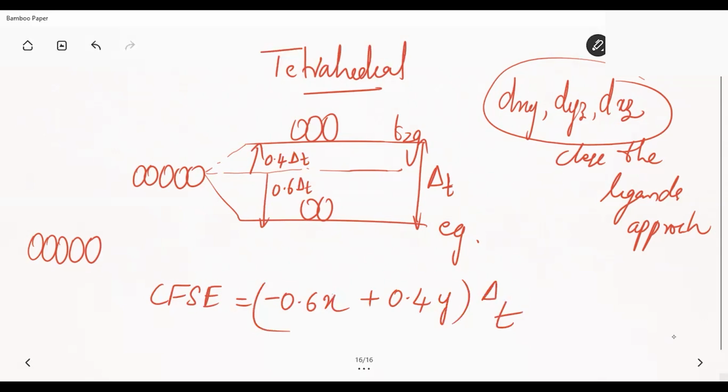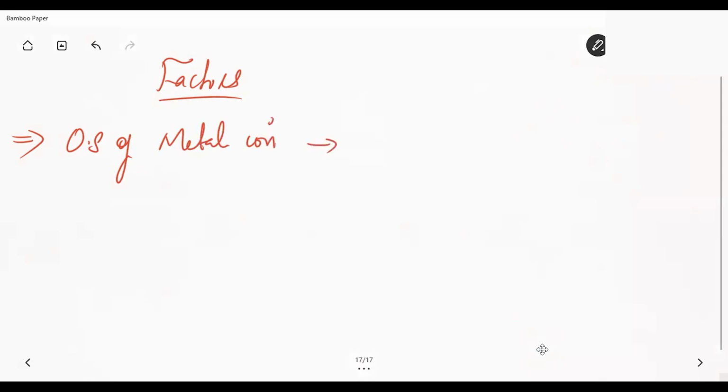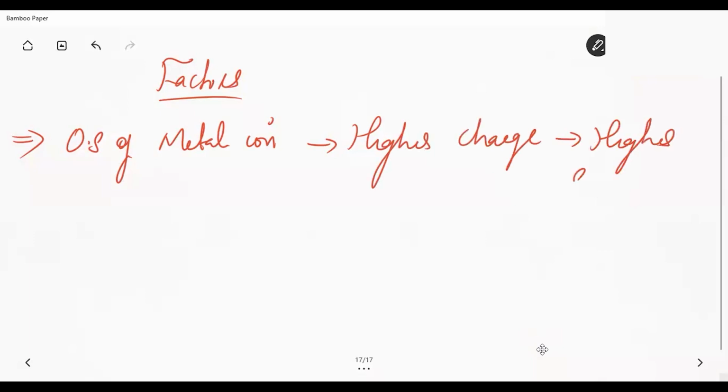And you should know what are the factors affecting the magnitude of this crystal field splitting. Basically, there are 4 factors. First one, oxidation state of the metal ion. If the oxidation state, that means charge, is higher, that means higher splitting will take place. So just write down higher charge, that means higher splitting. Splitting will be greater.